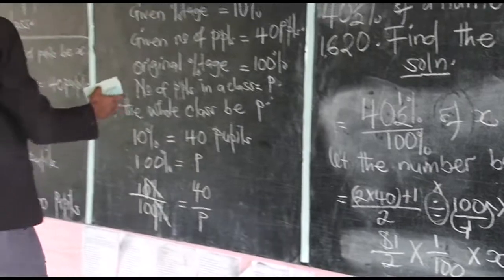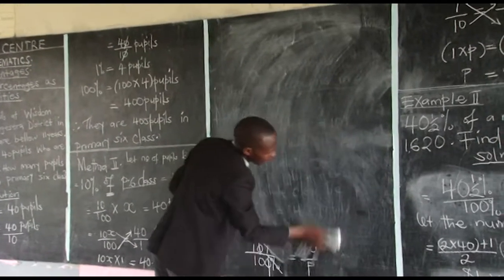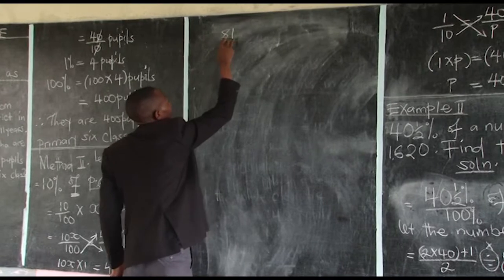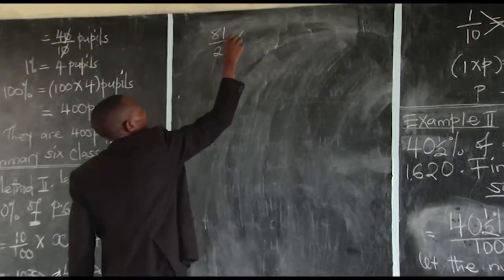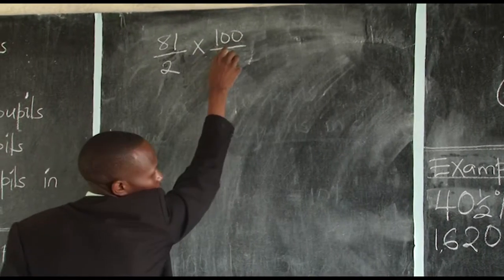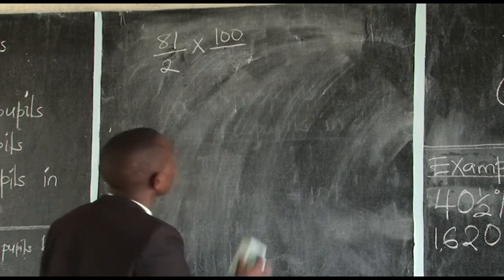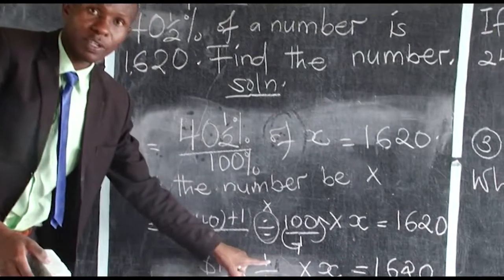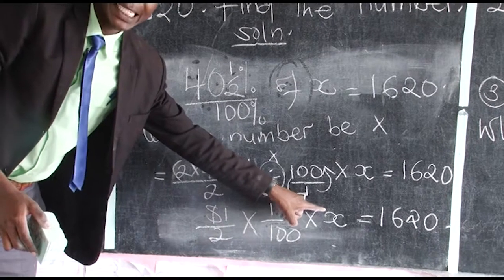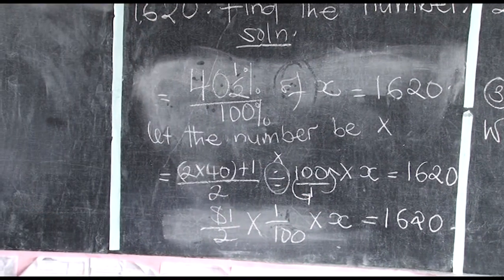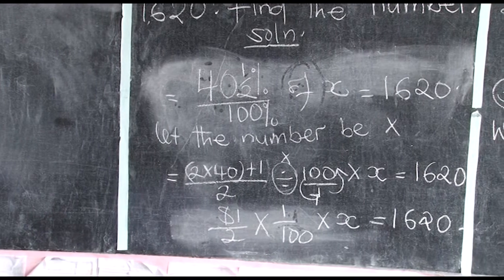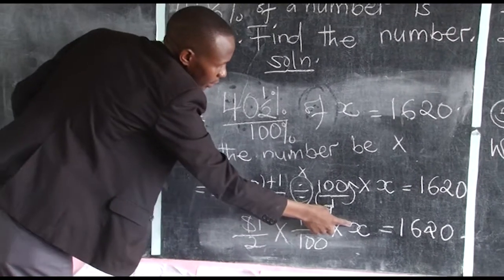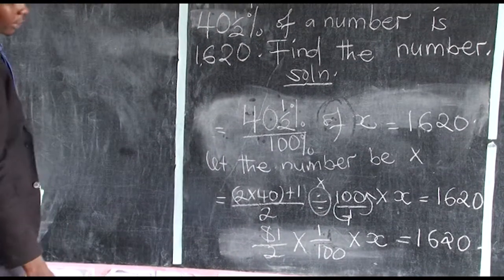Okay, let's continue from there. We are going to copy our statement directly by saying 81 out of 2 times 100 out of 1. Let's just multiply throughout. 81 times 1, it will give us 81. Times x, it will give us 81x. So we shall have 81x. 81 times 1, that's 81. 81 times x, it will give us 81x.